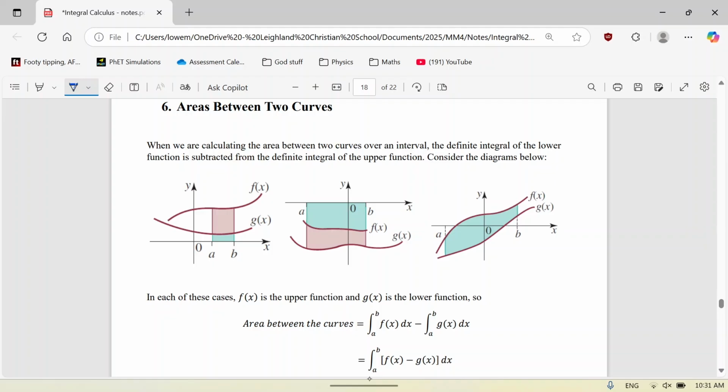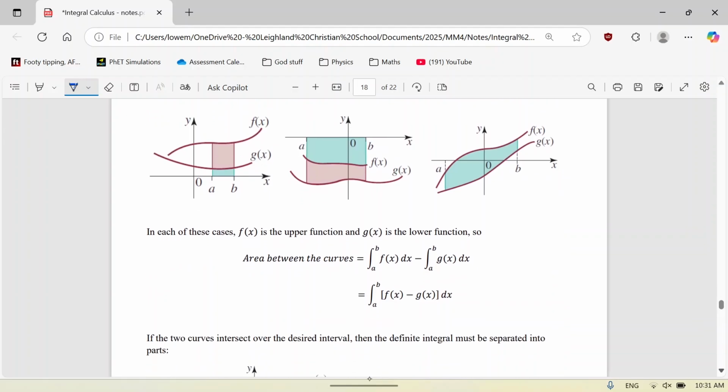And so to find the areas between the curves, we can either do them as two separate integrals, the definite integral from a to b of f of x minus the definite integral from a to b of g of x, or you can put them as a single integral and then put f of x minus g of x in here, which allows us to simplify the expression as well. You can do that, and that will work.